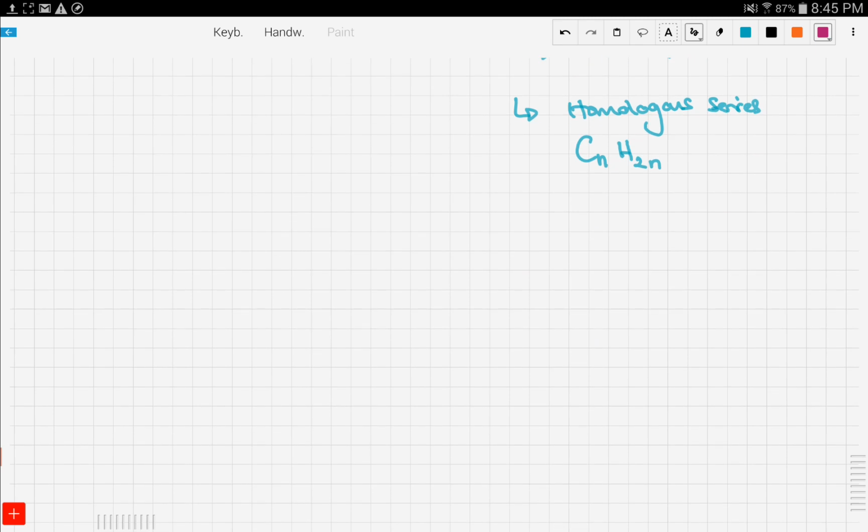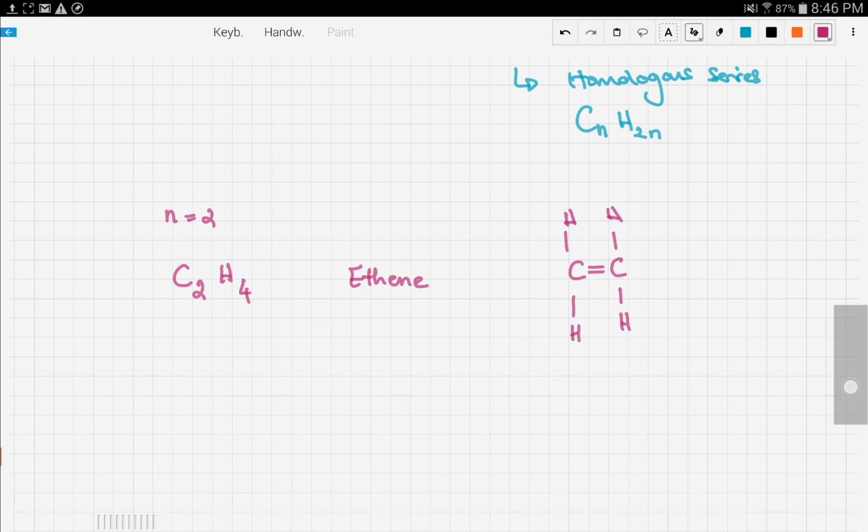Now, the smallest member of this family is N equals 2, and this is C2H4, and this is called ethene. Now, ethene has the structure, so let's draw the structure of ethene. Now, we know that we have two carbons, and we have a double bond since it's an alkene, so it's a C=C, so there's a double bond, and we fill with hydrogen, so we only have four hydrogens. And this is ethene.